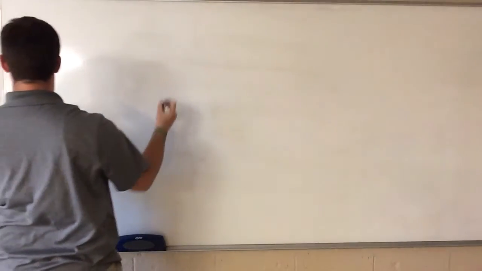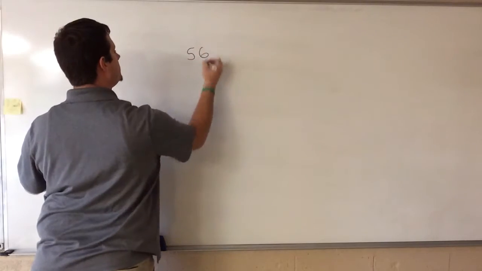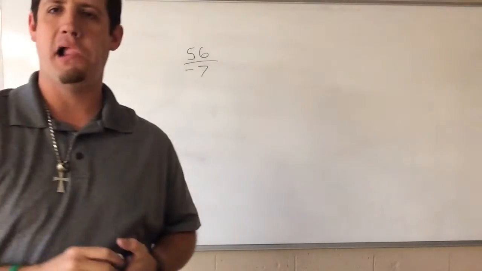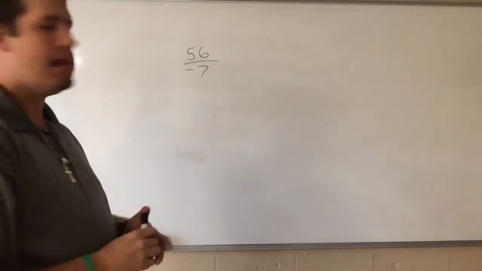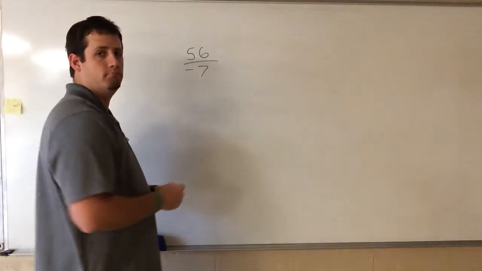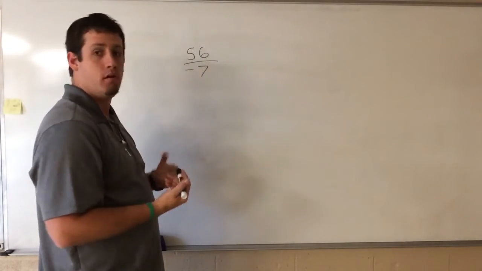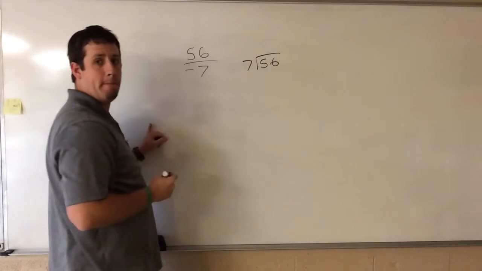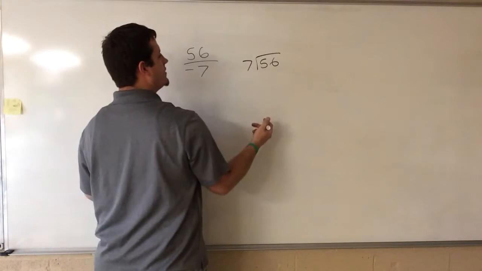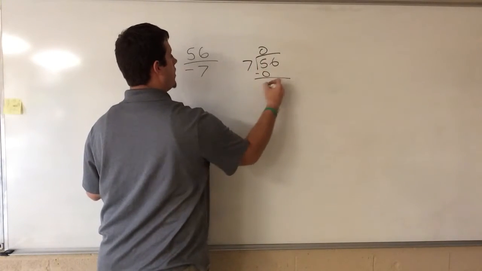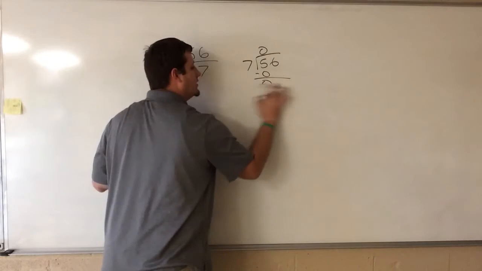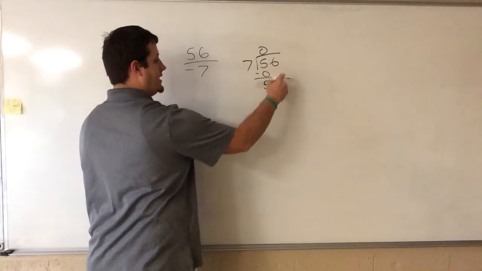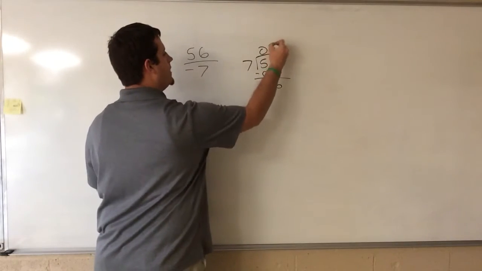Let's go with something that looks like this. Kind of looks like a mixed number, doesn't it? I mean, not a mixed number, sorry, an improper fraction, right? But isn't that a division problem? So 56 here, 7 here, right? 7 goes into 56, doesn't go into the 5. So I'll put the 0, subtract and get, not 0 here, excuse me, and get a 5 here. Then I drop that 6 down, 7 goes into 56, 8 times.